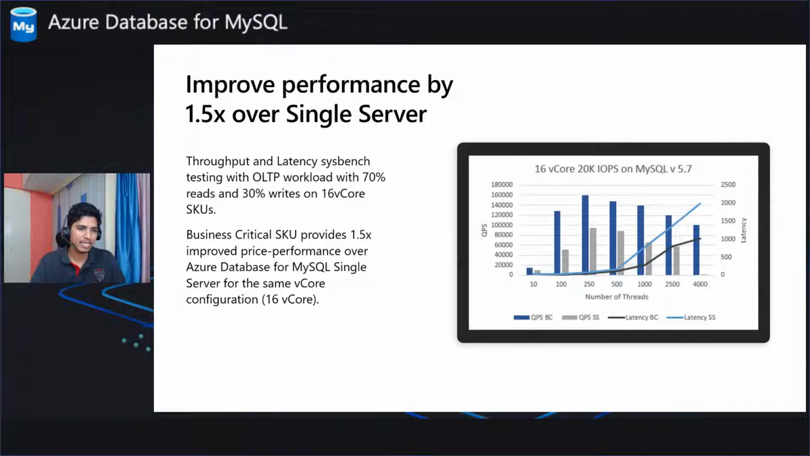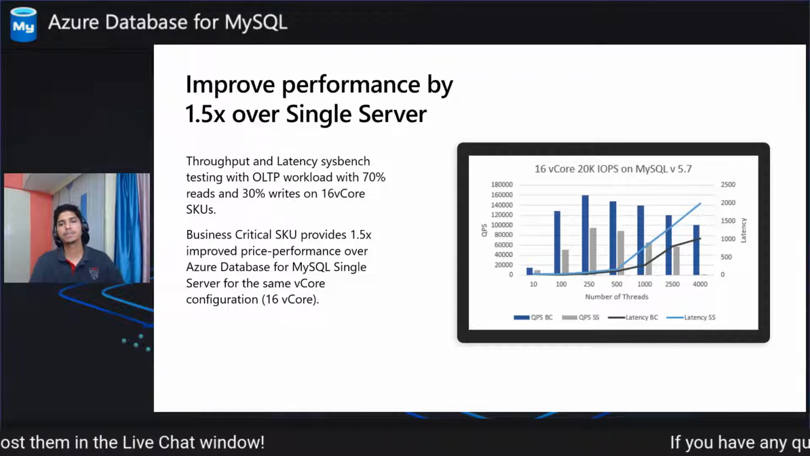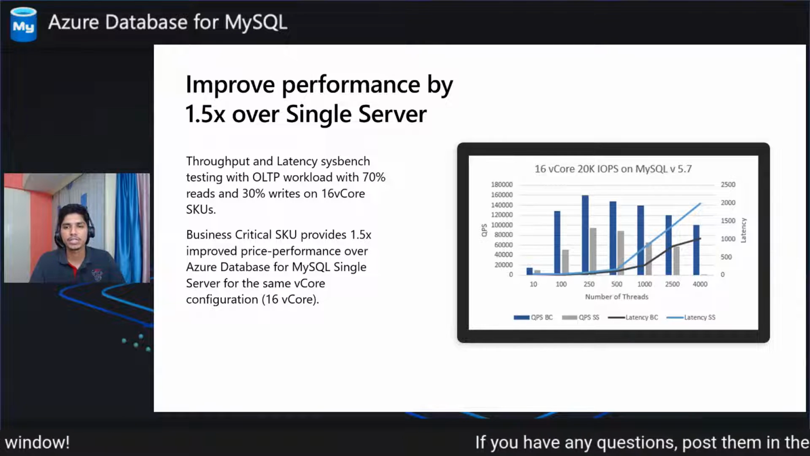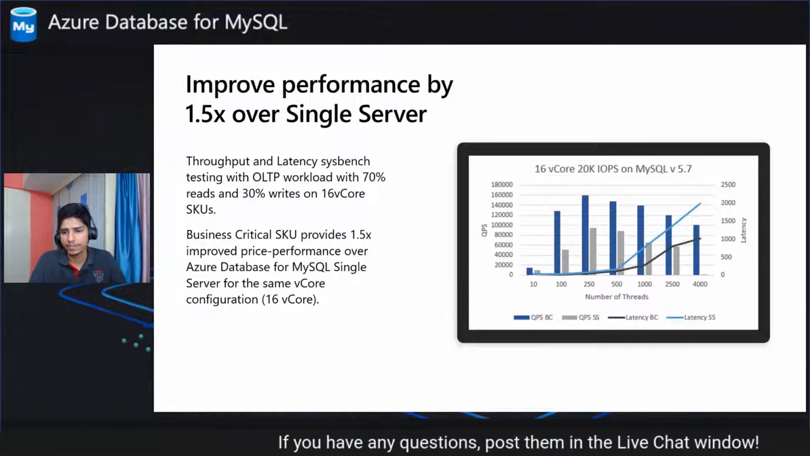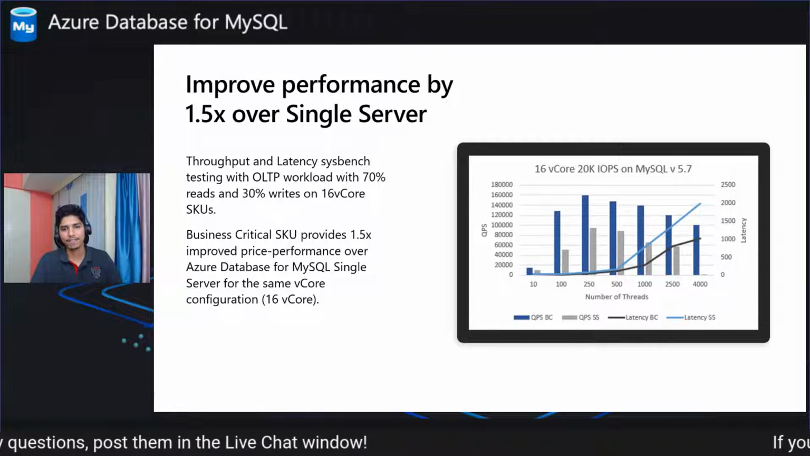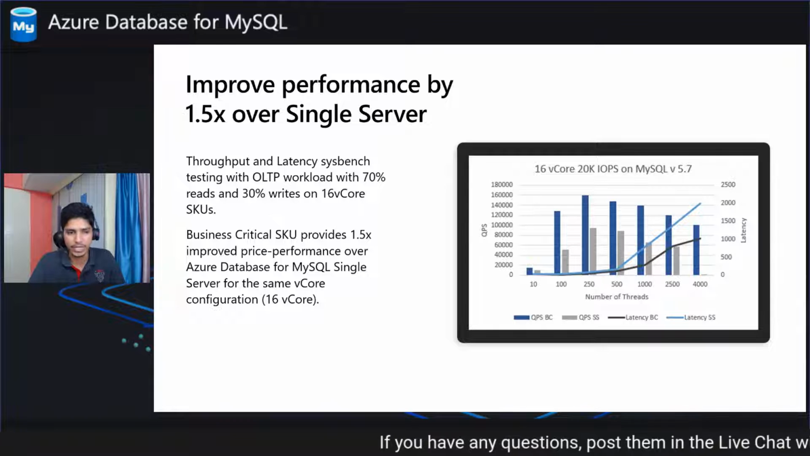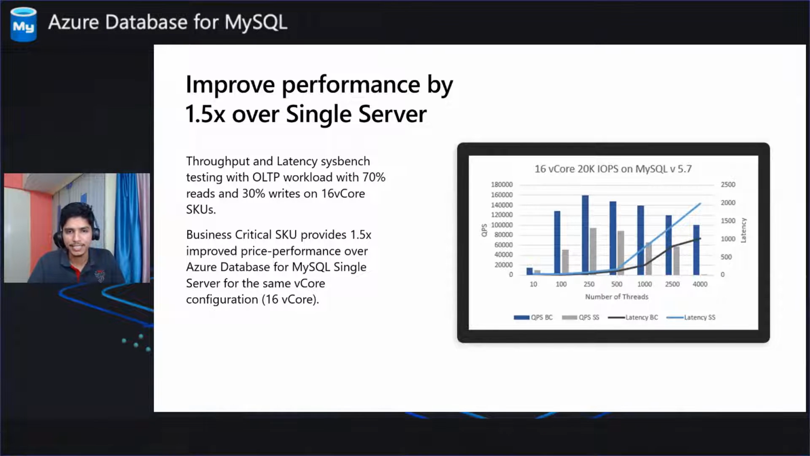This design does not just provide reliability and security, it is also beneficial for your performance versus the cost. It gives you 1.5x improved performance over the single server. The throughput and latency testing which we did internally is an OLTP workload, where we tested 70% reads and 30% writes on the 16 vCore SKU. And we saw a 1.5x improved price performance over the single server offering which we have. Although the test was done on a 16 vCore, and mind you, this is an internal benchmark testing which we did.